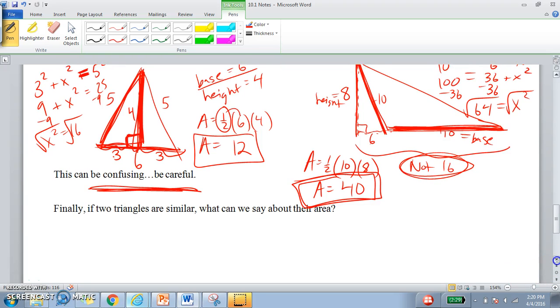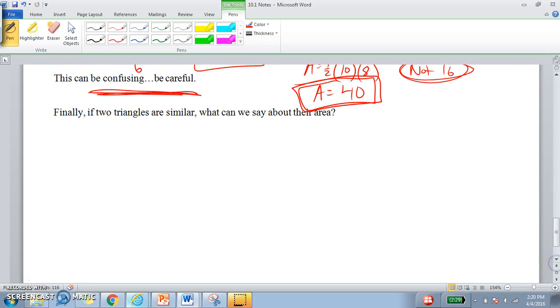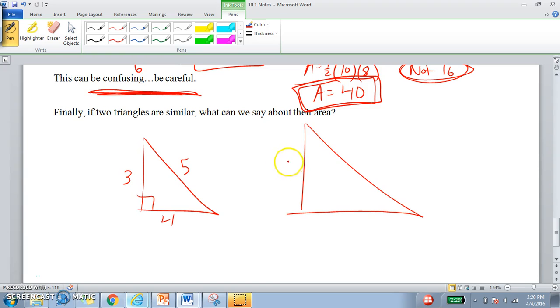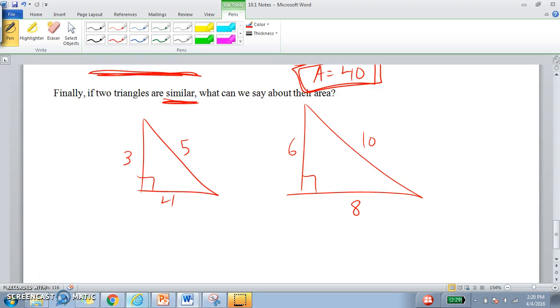All right, last thing, if 2 triangles are similar, what can we say about their areas? So let's just use an example. A triangle that we're familiar with is a 3, 4, 5 triangle. That's a Pythagorean triple. If we make that 2 times bigger, so let's make everything bigger, similar, we'll use a scale factor of 2. So 3 would turn into 6, 4 would turn into 8, 5 would turn into 10. Okay, so to calculate the area of these triangles, first of all, our scale factor was 2. So we made everything 2 times bigger.